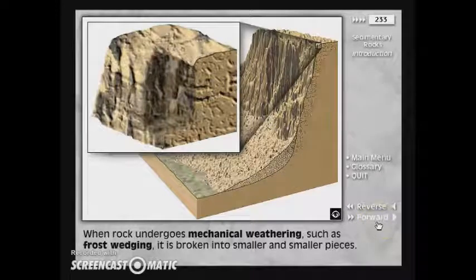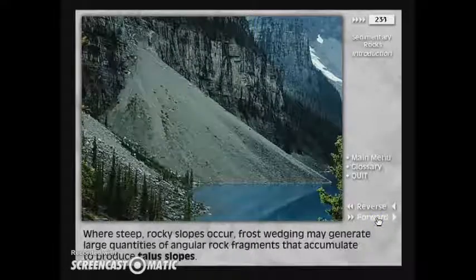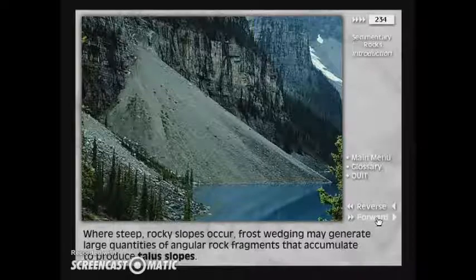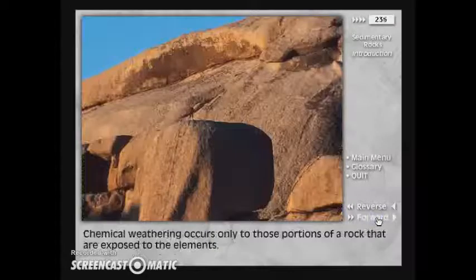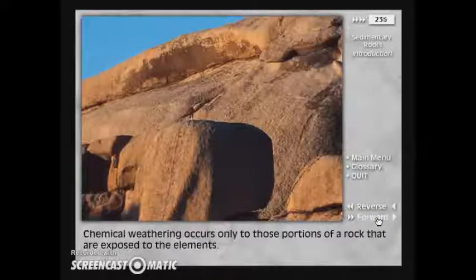When rock undergoes mechanical weathering, such as frost wedging, it is broken into smaller and smaller pieces. Where steep, rocky slopes occur, frost wedging may generate large quantities of angular rock fragments that accumulate to produce talus slopes. Chemical weathering occurs only to those portions of a rock that are exposed to the elements.